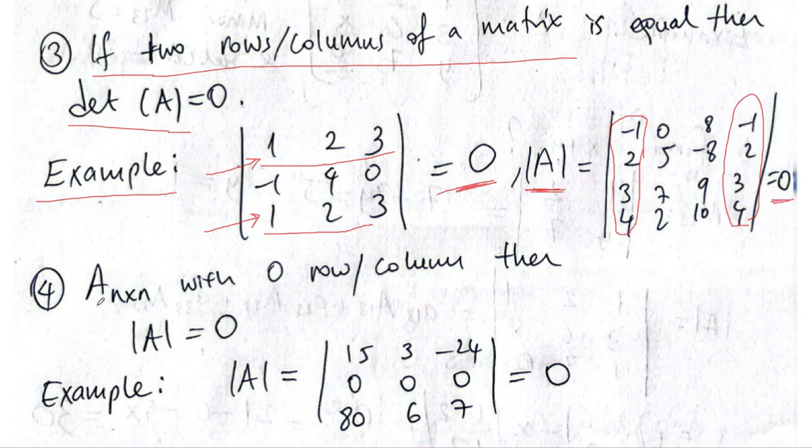Fourth property: if we have a 0 row or column in a matrix A, then again the determinant equals 0. So if we have a row or column of zeros completely, like this example, where the second row contains all the elements equal to 0, then we can directly say this determinant equals 0.